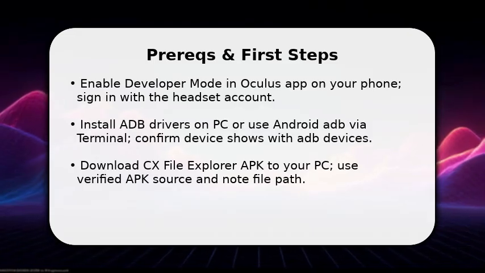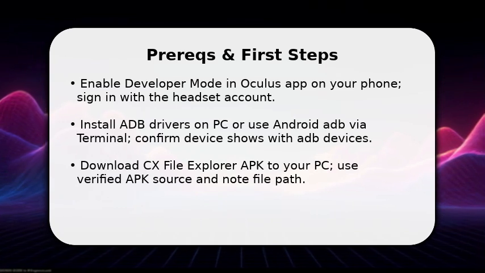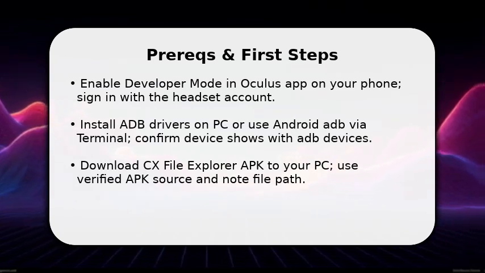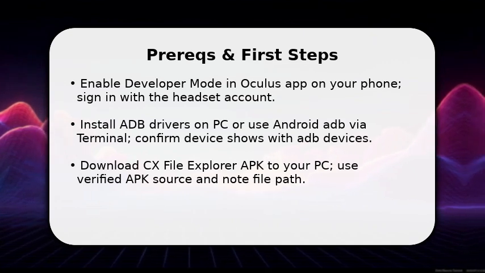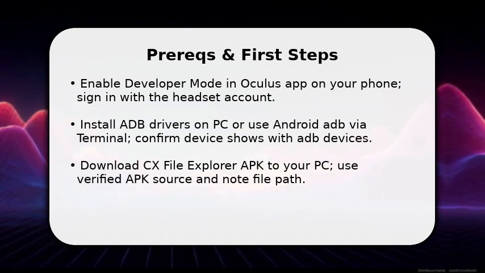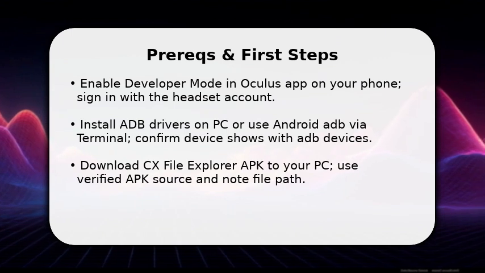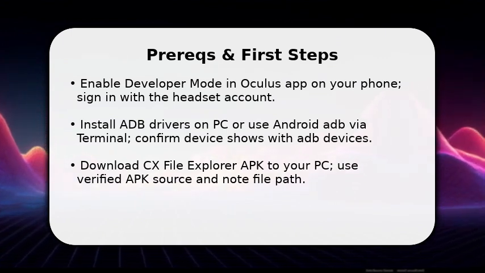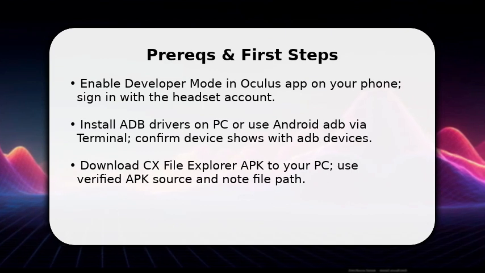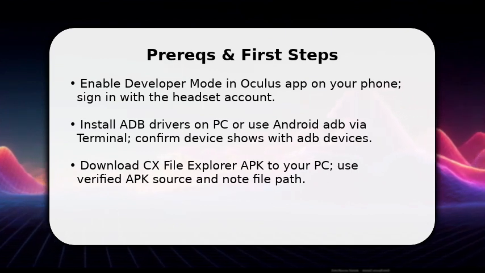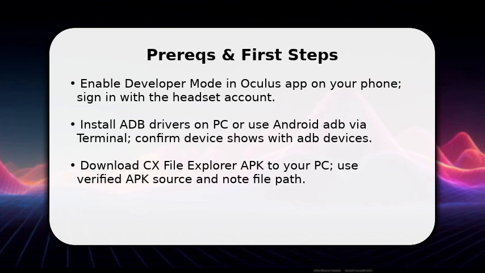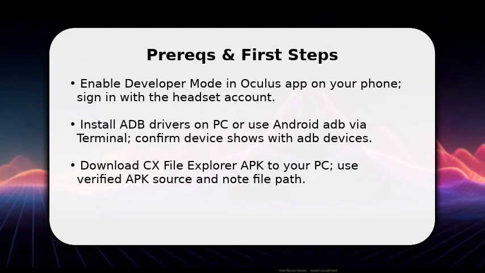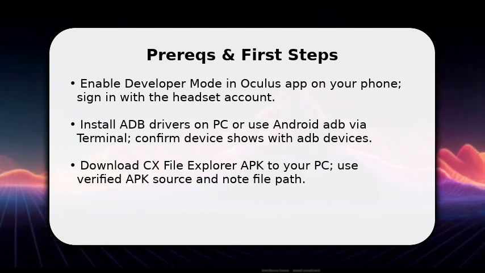You start by preparing the Quest and your PC so the install is smooth. Put the headset into developer mode through the Oculus mobile app, then connect via USB and accept the PC debugging prompt. On your computer, install ADB drivers or enable adb in terminal and verify the headset appears with adb devices. Once done, download the CX File Explorer APK to a known folder on your PC, because you'll push that exact file to the Quest in the next step.